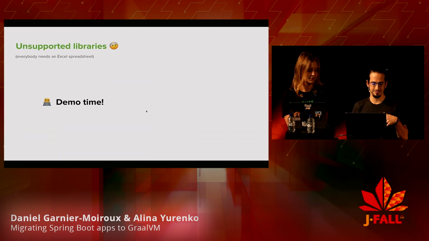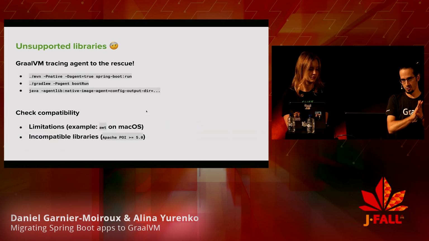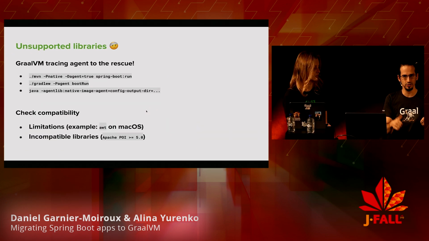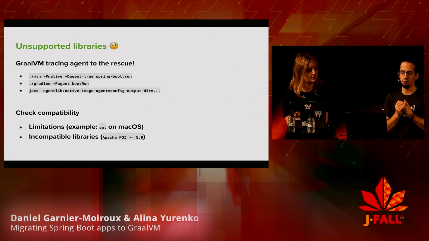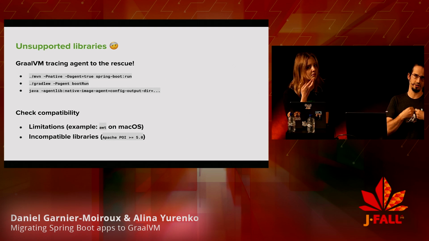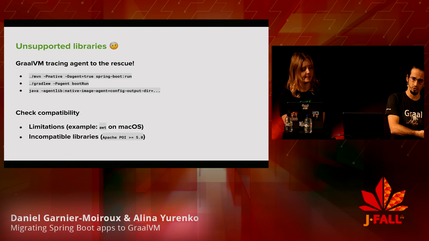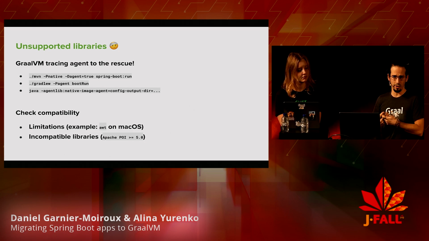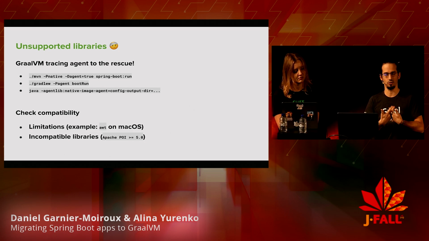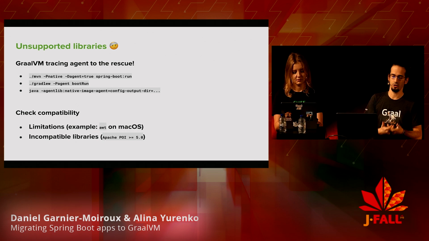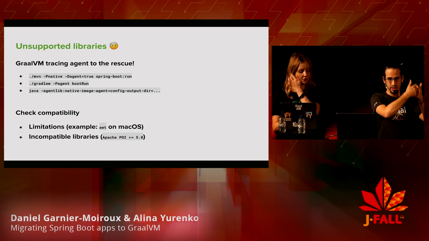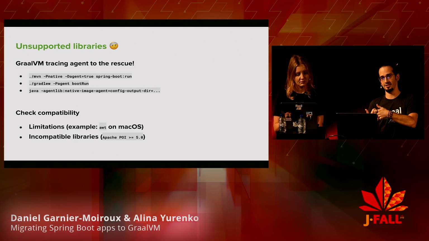So the takeaway from this is that the tracing agent will find resources, proxies, and reflection for you. You can run it in your app with Maven or Gradle. If you have a compiled jar and you don't have Gradle or you're not using the native build tools, you can just run the plain Java jar by passing the agent in the command line.